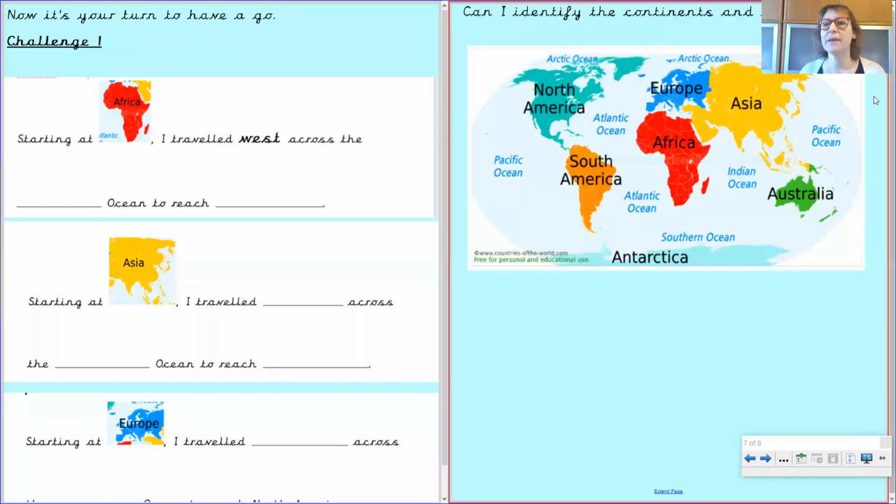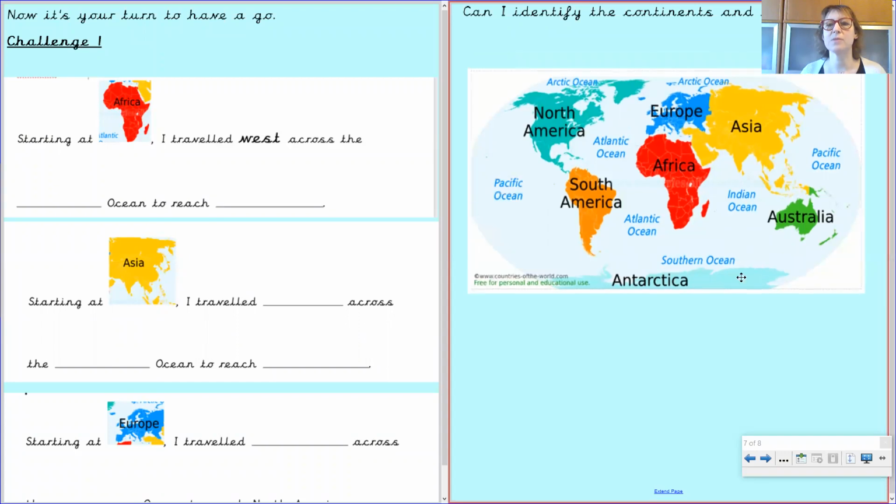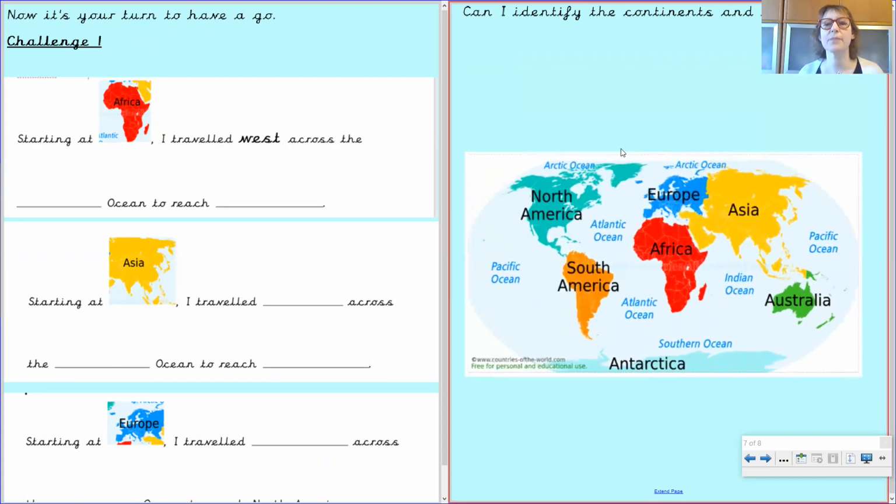By the powers of the internet, and I'm just going to move that down so it's underneath my face. By the powers of technology, we now can see both pages. Ta-da. Right, so challenge 1, you are going to start at Africa. You are going to travel west.